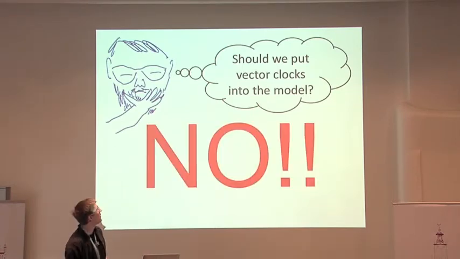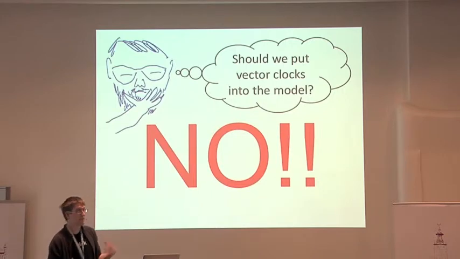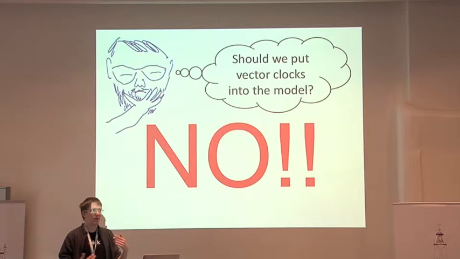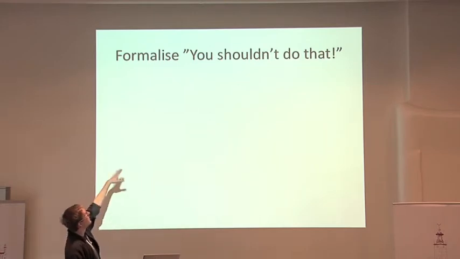But that's not what we should do. That would be complicating the model more than necessary. I mean, we don't really care from a user's perspective. We don't care about the vector clocks. That's just an implementation detail that we don't really want to see in the specification. And in this case, it was really a bad test case. You shouldn't do this, right?